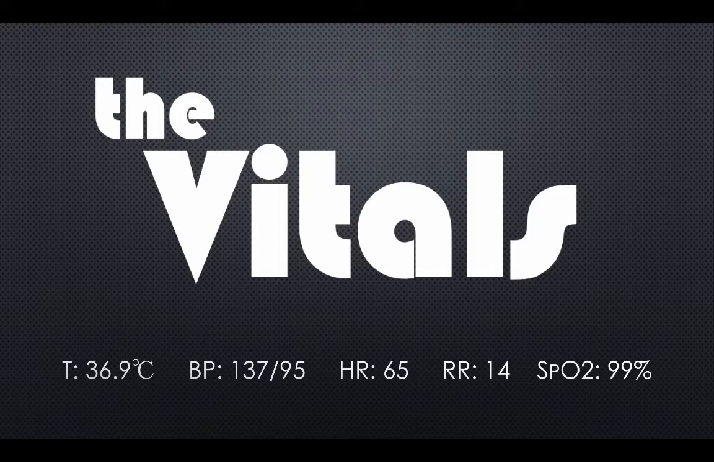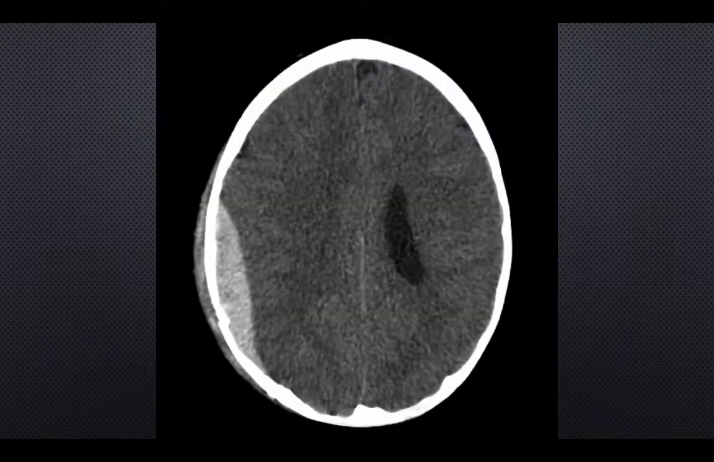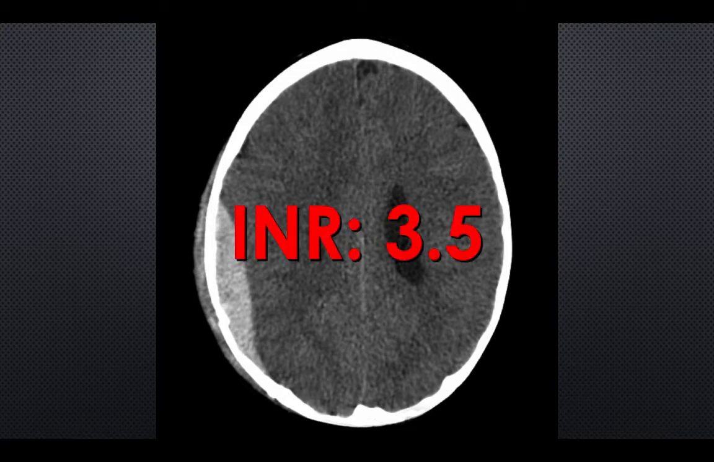An altered mental status workup is started, which includes labs and a STAT CT head. His CT returns with a large right-sided subdural hematoma, and his INR returns at 3.5. Aside from calling neurosurgery, what is your next move?